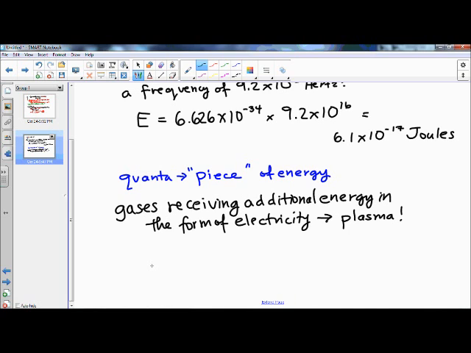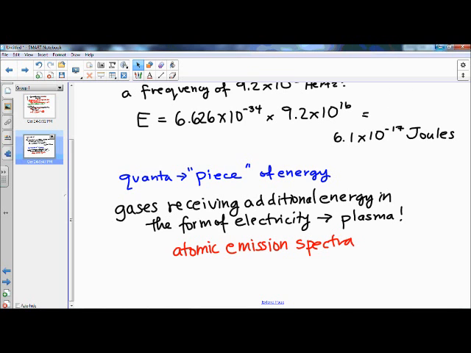Now, we're going to pass what's called a diffraction grating in front of the gases. Now, a diffraction grating is going to break the light up, just like a prism does, or water does when light passes through it after rain, and you see the rainbow. Okay, so the colors that you're going to see are called the atomic emission spectra. Okay, now I'm going to jump over to another YouTube video.